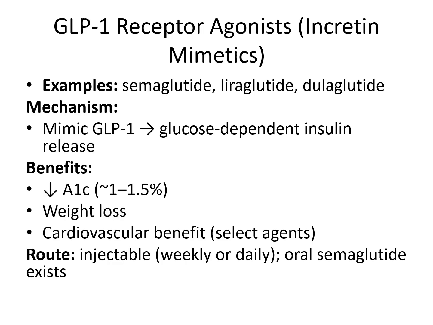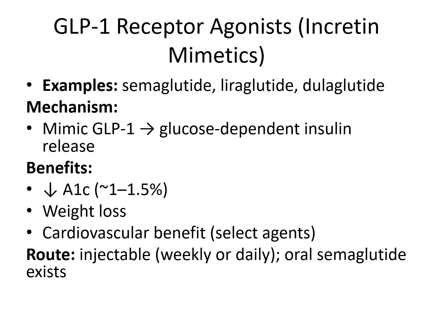So in terms of benefit, they lower the A1C by approximately 1 to 1.5%, which is, of course, comparable to metformin. They also promote weight loss, which is a major advantage in type 2 diabetes management. And importantly, select agents in this class have demonstrated a cardiovascular benefit, which is why they are recommended in patients with established ASCVD. Most GLP-1 receptor agonists are injectable, given either daily or weekly. However, there is an oral formulation of semaglutide, which expands the options for patients who prefer not to inject.